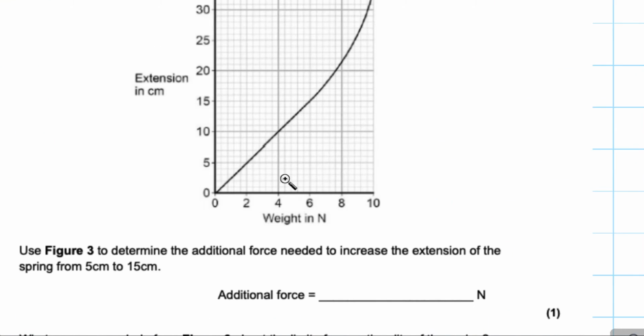Okay, so we have 5 centimeters and we have 15 centimeters here. So the weight here is 2 and the weight at this point here is going to be 6. So the additional force that's needed to go from 2 to 6 is plus 4 newtons. So our answer here is just 4.